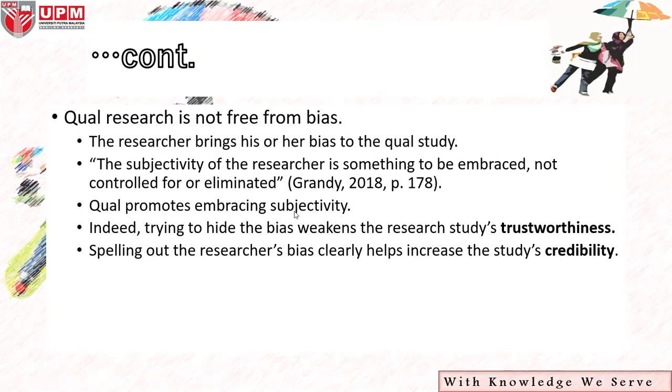So ni kalau dalam chapter 4 or chapter 3 the researcher needs to describe his or her background related to the area. Dia memang kena cerita dia punya biografi sikit. Macam mana dia boleh ada minat terhadap bidang tersebut. So that you spell out your bias kat situ. So that bila reader baca, reader tahu you all punya bias tu sampai mana. Okay, so kita nak tahu.